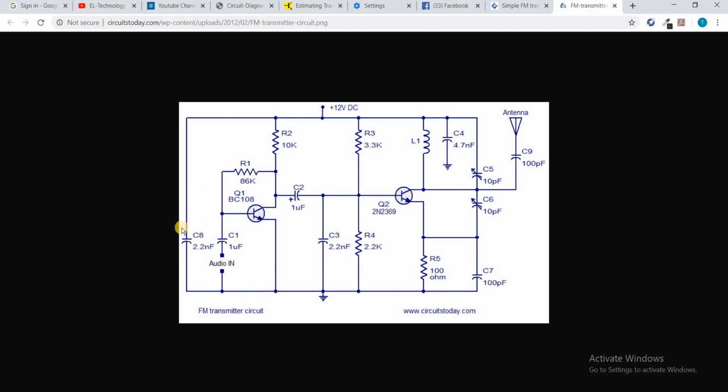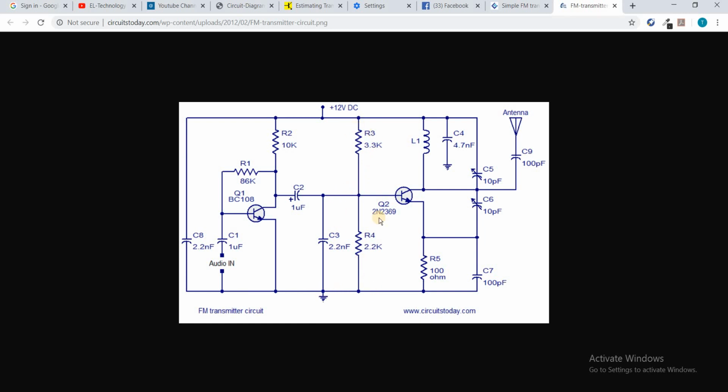Now this capacitor is called power supply bypass capacitor. Power supply bypass capacitor. You can see the positive terminal is connected to the positive of the battery input. So the positive terminal of the bypass capacitor is connected to the positive terminal of the battery, and the negative side of the capacitor is connected to the negative terminal of the battery.